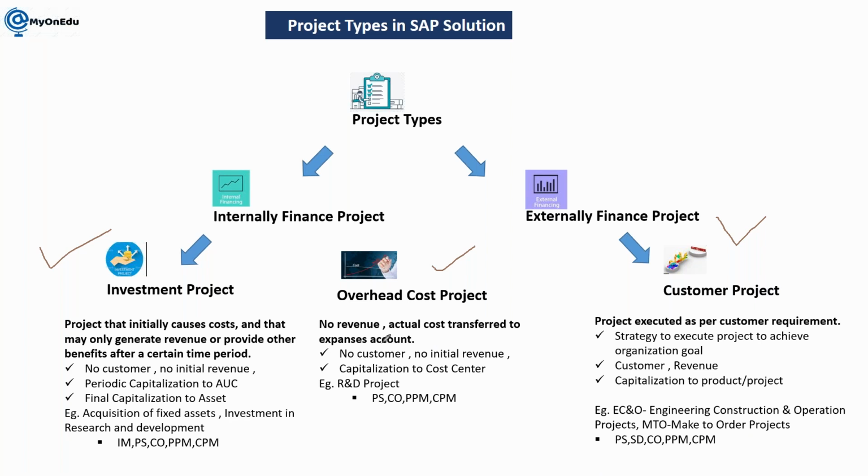Similarly, when it is going to end, the process will be different, but the processes in between will be similar, like planning. The execution way will also be the same, but in some places the transaction will be different. I'll explain everything. First, we'll understand the investment project scenario in depth, and then we'll understand customer project, and then we'll go to overhead cost project.